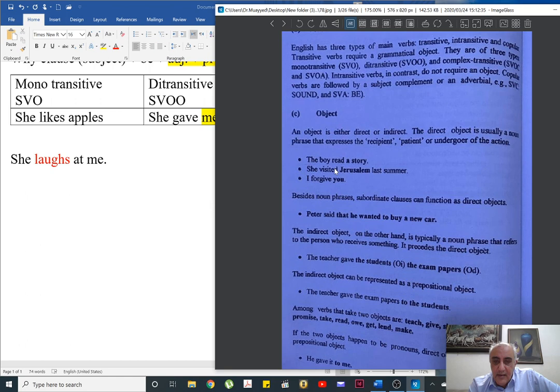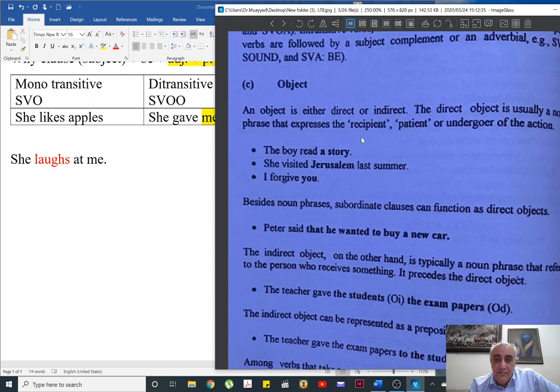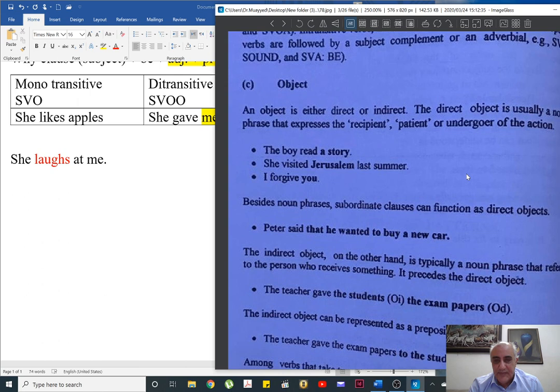The direct object is usually a noun phrase that expresses recipient, patient or undergoing of the action. هذا بالسيمانتيك رولز. الدايركت اوبجكت مثلا the boy read a story. اما recipient او patient or undergoing of the action، اللي هو خلينا نسميه the typical function or role of the object، يعني المفعول به الذي يقع عليه الفعل. وهذا نعطيك مجموعة من الأمثلة.